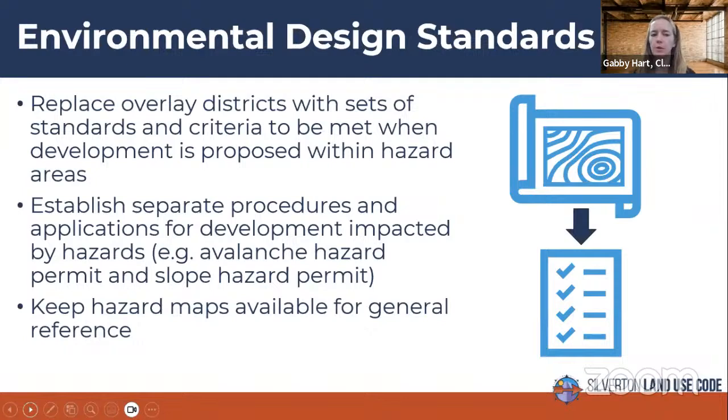As part of the land use code rewrite, we'll be exploring the idea of establishing these environmental design standards. So these would replace the overlay districts with a set of standards and review criteria for development proposed within hazard areas. There would be separate procedures and applications for development, such as a flood hazard permit or an avalanche hazard permit, so on and so forth. And then hazard maps would be available for general reference if those existed, but they wouldn't be applied to the zoning map as an official overlay district.